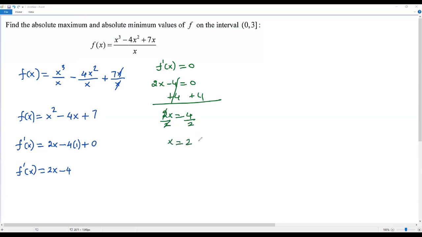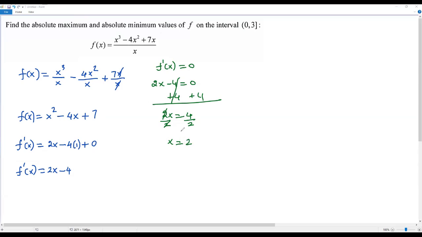When I equate the first derivative to 0, I get x = 2. So this is one of the critical numbers for this function f(x). Whenever I want to find critical numbers, the steps I've done so far have to be followed: find the first derivative, equate it to 0, and solve for x.